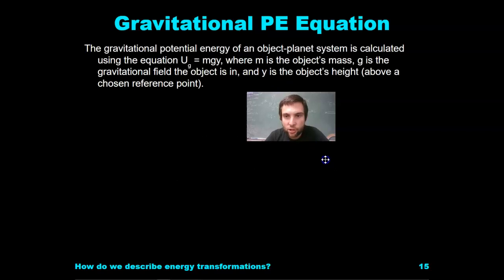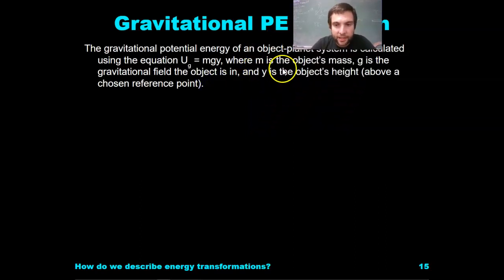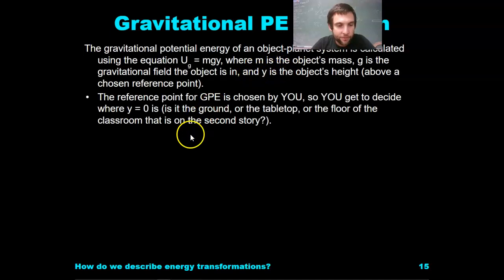Nice and easy. Gravitational potential energy equation. The gravitational potential energy of an object-planet system is calculated using the equation U sub g equals mgy, where m is the mass, g is the gravitational field the object is in, and y is the height above a chosen reference point.